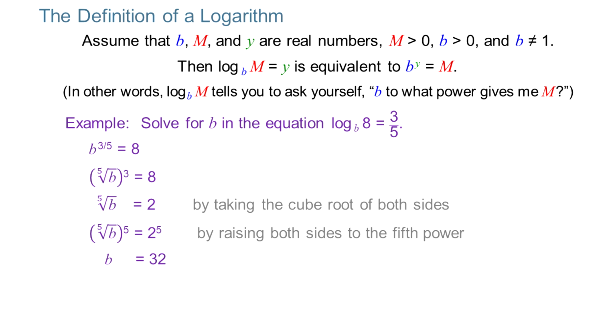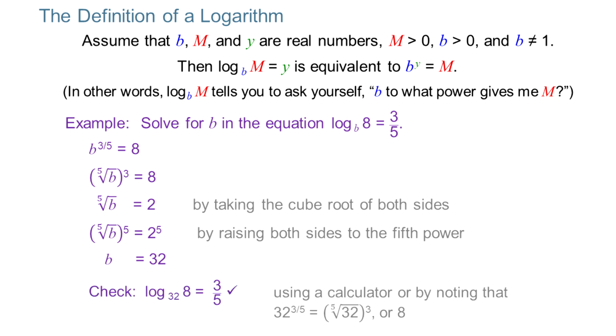As I said in the last example, you should always check your answers to any equations that involve logarithms by substituting the answer back into the original equation. In this case, since 32 to the power of 3/5 is equal to 8, I can say that my answer of b equals 32 must be correct.